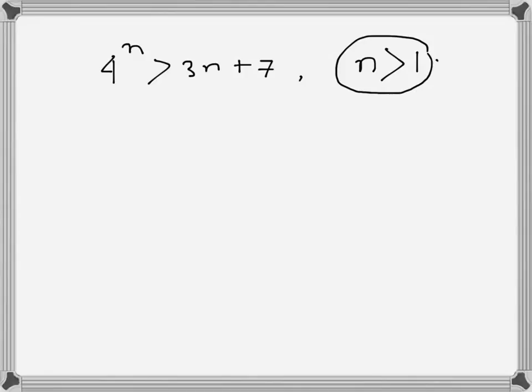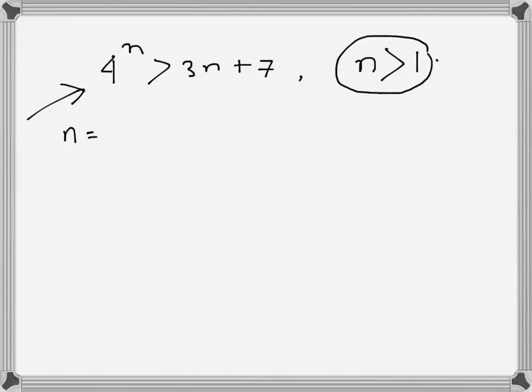I have to show that 4 to the power n is greater than 3n plus 7 for all integer n greater than 1, and I have to use mathematical induction to do that. Since n is greater than 1, not greater than or equal to, the first number will be n equal to 2. So I will see whether I can prove this identity.